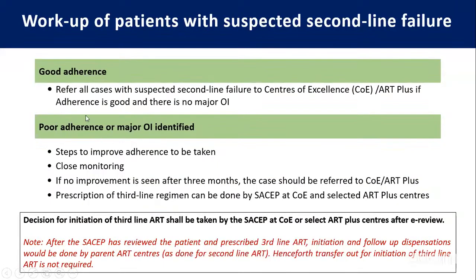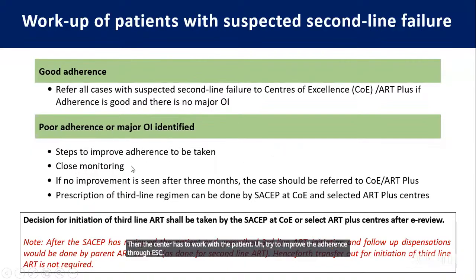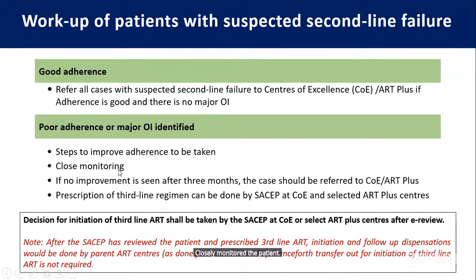Now, good adherence. Workup of patients who are on second line failure. Refer all cases with suspected second line failure to COE or ART Plus if adherence is good and there is no major Y. However, if there is poor adherence or major Y, then the center has to work with the patient, try to improve the adherence through ECS, closely monitor the patient, identify OI and treat it appropriately.